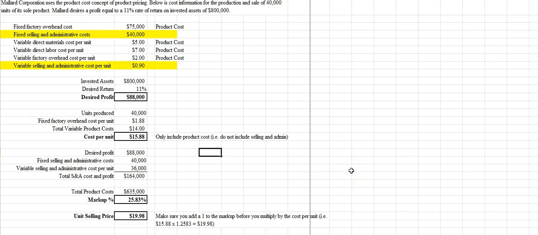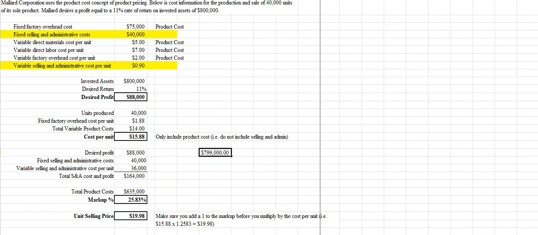Okay. So if I sell my 40,000 units at $19.98, I will have total sales of, right, this is going to be my sales of $799,000. What's going to be my product cost, or my cost of goods sold? Let's just put cost of goods sold. Well, my cost of goods sold, we already know, was $15.88 per unit, right? So this is going to be this times 40,000, okay? That's the $635,000, right? We had already calculated that.